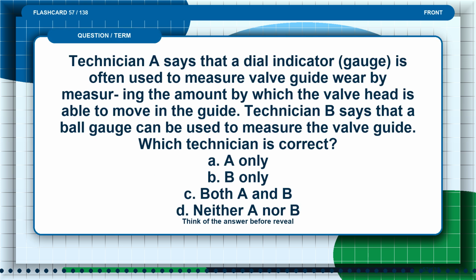Flashcard 57. Technician A says that a dial indicator gauge is often used to measure valve guide wear by measuring the amount by which the valve head is able to move in the guide. Technician B says that a ball gauge can be used to measure the valve guide. Which technician is correct? A only, B only, C, both A and B, D, neither A nor B. Pause and think of the answer before the reveal.